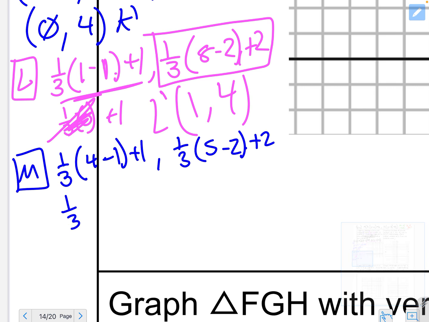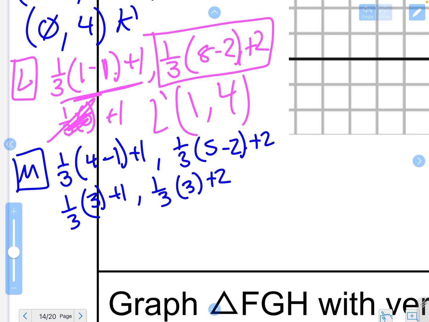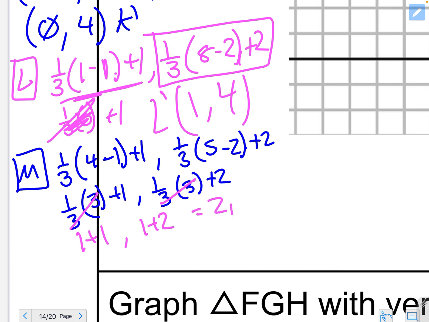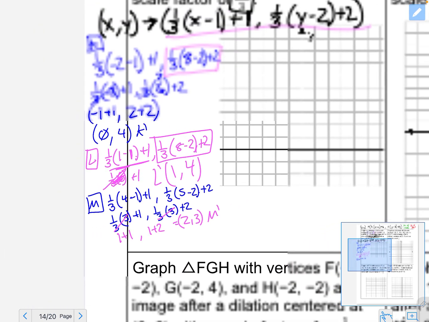So again, we do parentheses first. 4 minus 1 is 3 plus 1. 1/3, 5 minus 2 is 3 plus 2. So again, I multiply first, so those cancel, so I'm left with 1 plus 1. Those cancel as well, so I'm left with 1 plus 2, which gets me 2, 3 for M prime.